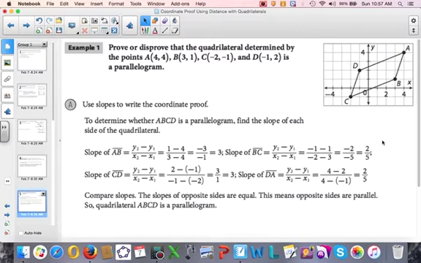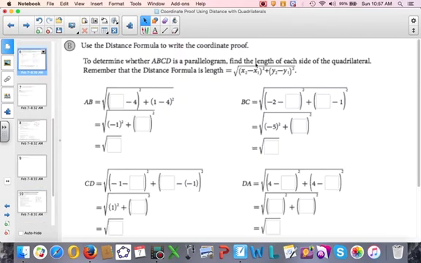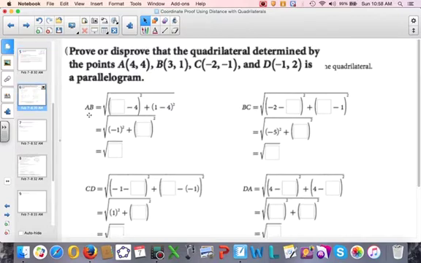So here we have example 1, part A, and we're using slope to write the coordinate proof that this figure is a parallelogram. And so you see, just like we did in lesson 1 of this chapter, we found the slopes of the sides, and we showed that there are two pairs of opposite parallel sides, and that therefore this is a parallelogram. Here they're asking us to use the distance formula to write that coordinate proof. So the first length we're finding is the length of AB.